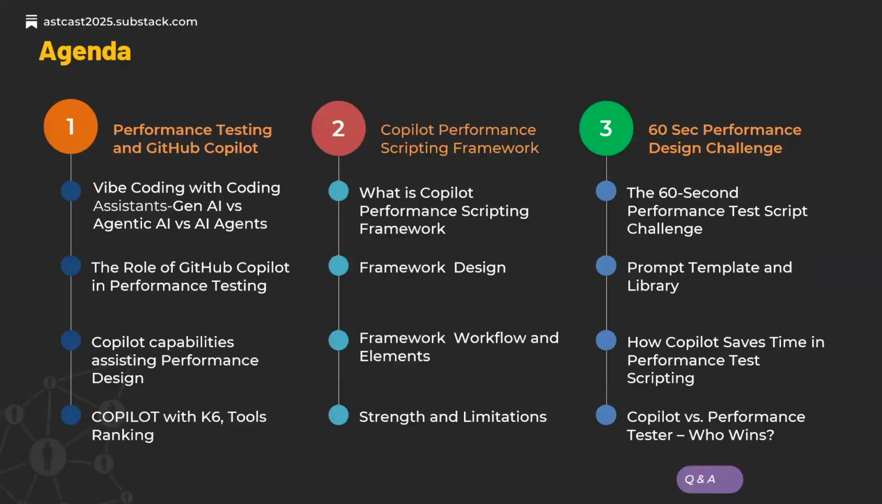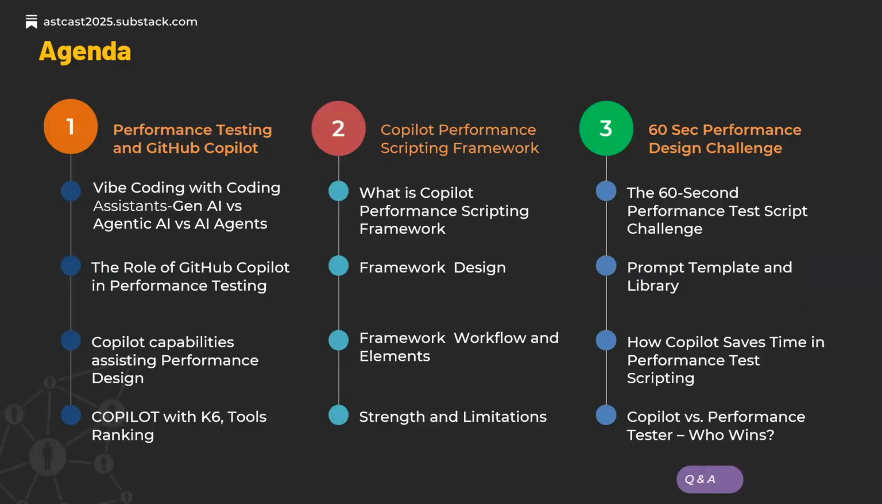I have split the presentation into three segments today. In the first part, I'll be talking about performance testing and GitHub Copilot. What is performance testing about? What are the different tools available in the market for that? And what is the role of GitHub Copilot, the coding assistant I'm going to talk about today, in performance testing, and what are the different Copilot capabilities that assist with performance testing.